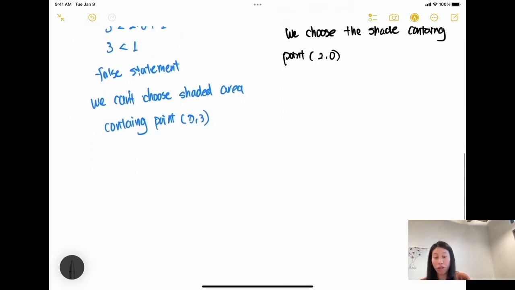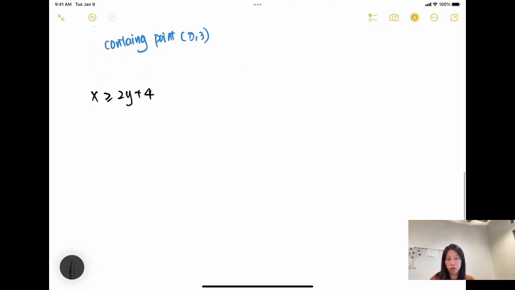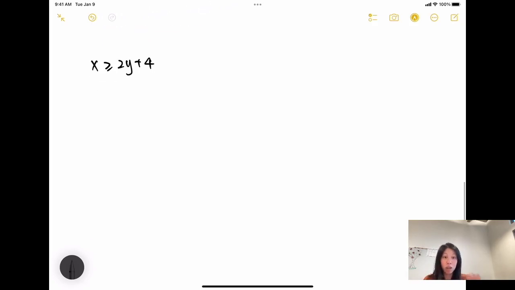Okay, let me try to give you another example. And please try to pause the video and do it by yourself. Okay, I assume you came back and you did it by yourself, and let's see how we do it in this one. The first step is what? We will write the inequality as an equal sign. So I have x equals 2y plus 4.